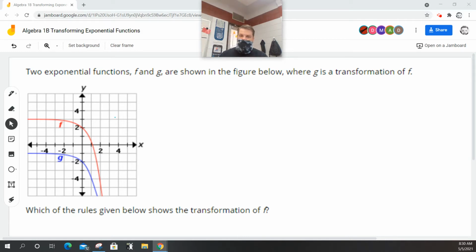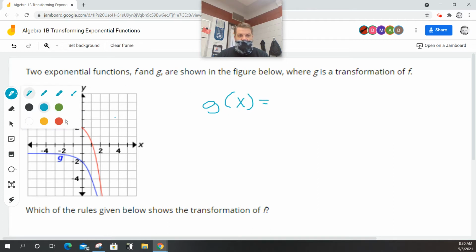So basically, I'm going to try to write this in some formal notation. What we're saying is g of x is some sort of transformation of f of x. But now, if I look at this, it appears that we just translated down 1, 2, 3, 4 units.